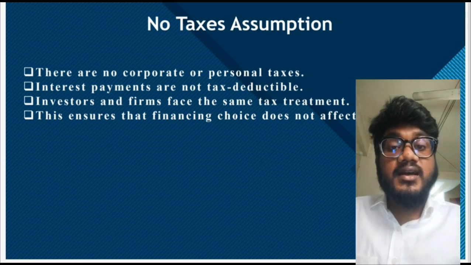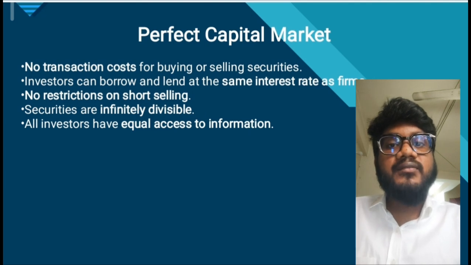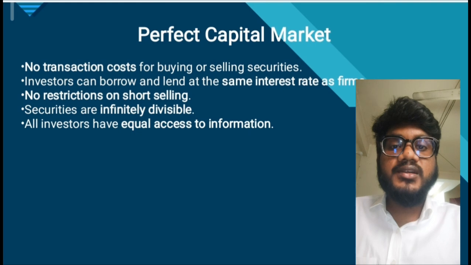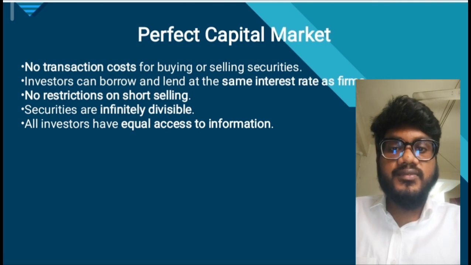Slide 3 shows the perfect capital market. The second assumption is the existence of a perfect capital market. A perfect capital market means there are no transaction costs. Investors and firms can borrow and lend at the same interest rates. Securities can be bought or sold freely.